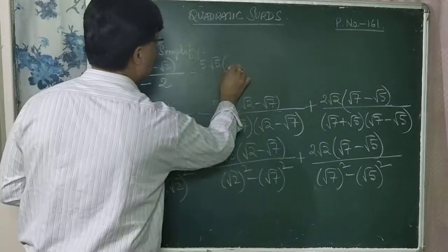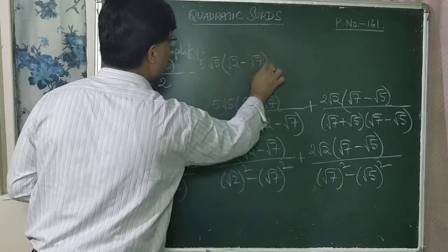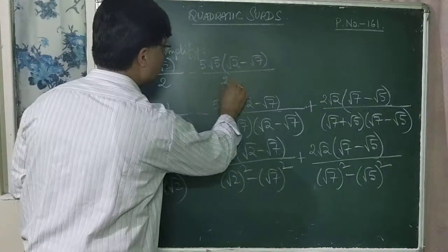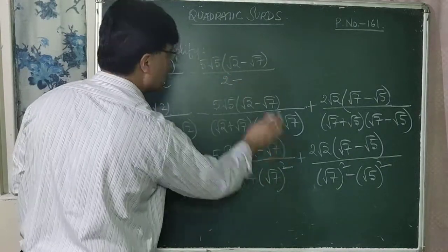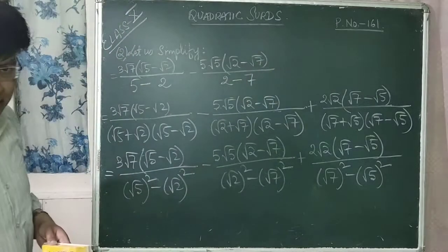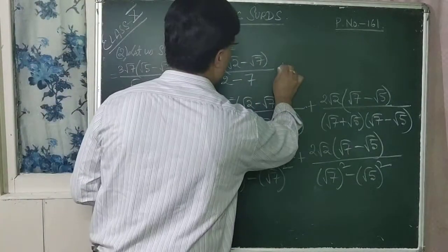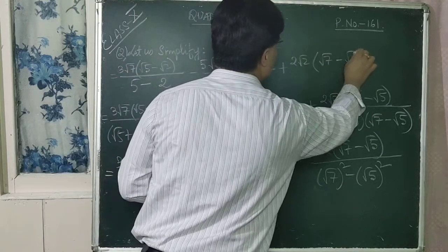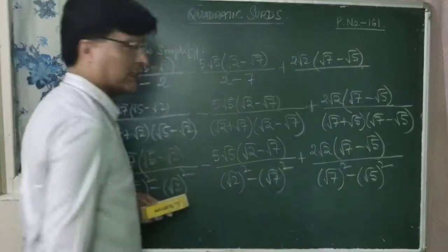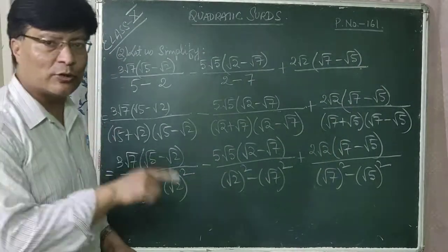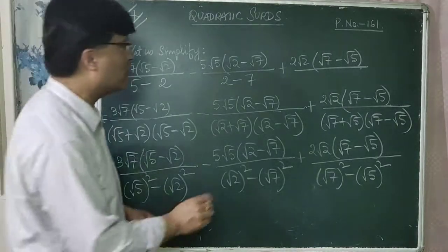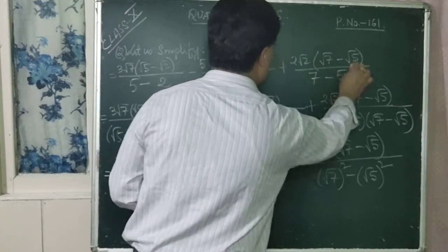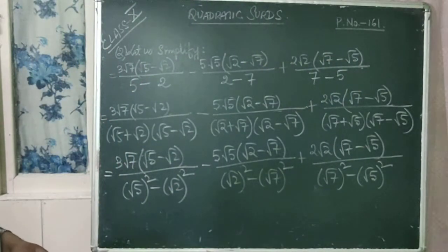So within bracket, it is root 2 minus root 7, whole divided by what? What is root 2 whole square? Again it is 2. Minus, what is root 7 whole square? The square root will be removed, that is only 7. Plus 2 root 2 within bracket we have here root 7 minus root 5, whole divided by, what is root 7 whole square? Root 7 into root 7, root over 49. What is root over 49? You can write 7. Similarly, what is root 5 whole square? That is your 5, right?